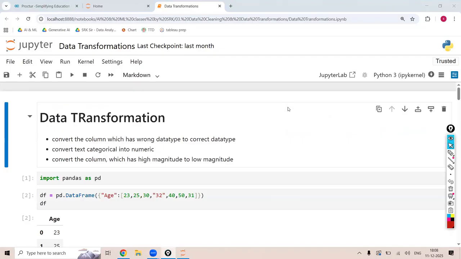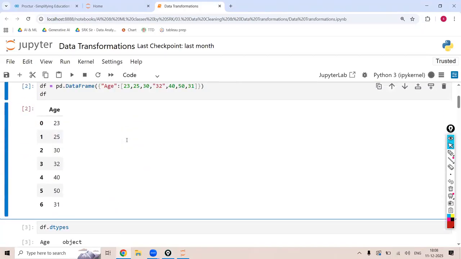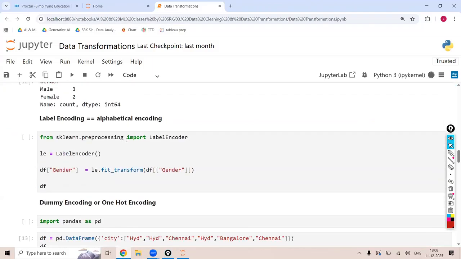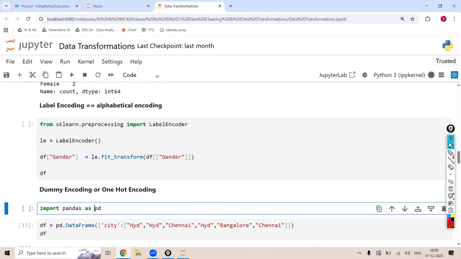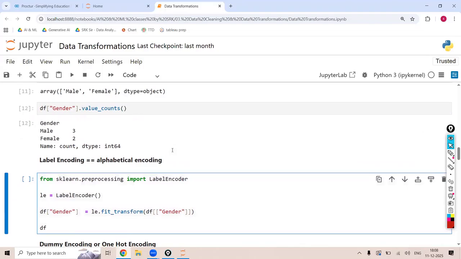Okay, done guys. In the last class, we discussed the encoding part, and we already covered two types of encoding. What are the two types? One is nominal encoding, which is called dummy encoding, and the second is ordinal encoding. So two types of encoding we covered in the previous class. Now in today's class, we are going to cover the remaining two types of encoding.